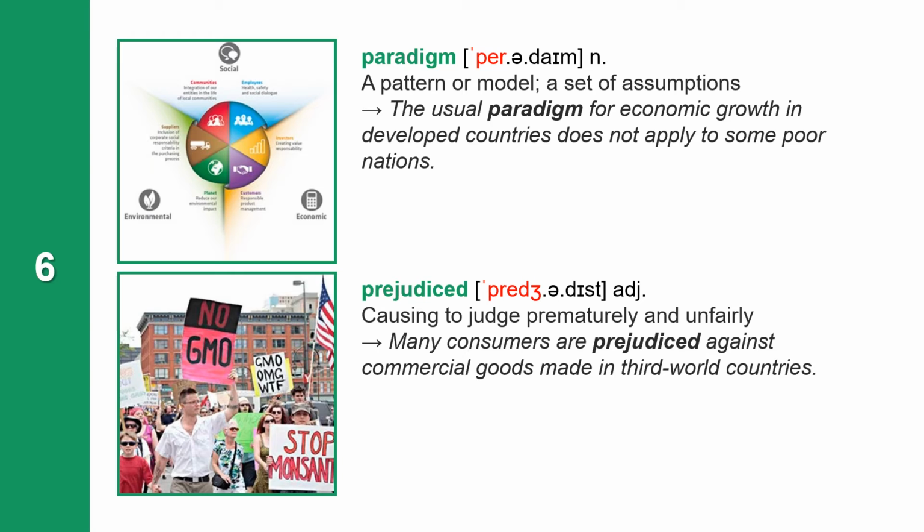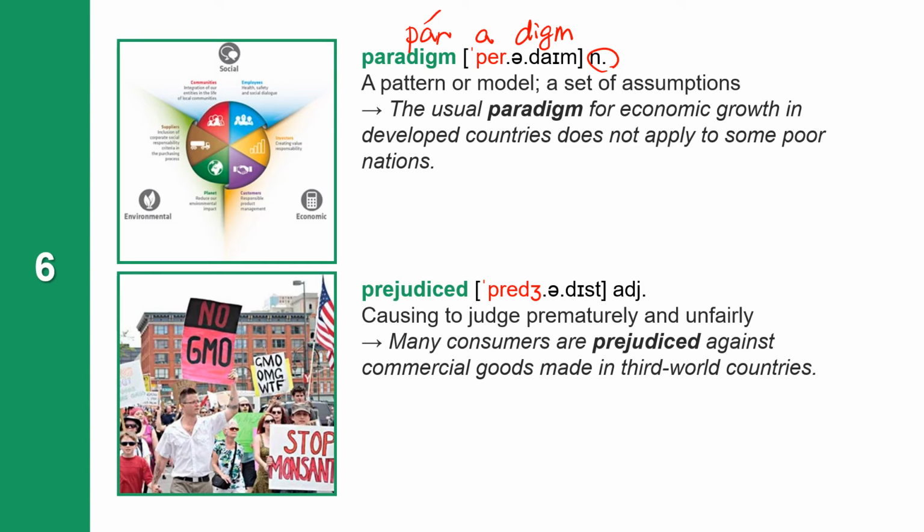The next one, paradigm. Paradigm has three syllables, P-A-R-A-D-I-G-M. Accent on the first syllable. Paradigm. Paradigm is a noun. It means a pattern or model, a set of assumptions. The usual paradigm for economic growth in developed countries does not apply to some poor nations. Paradigm.